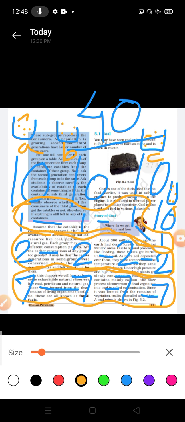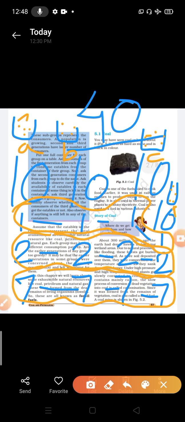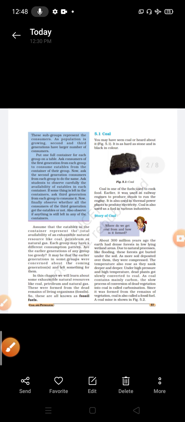If the first generation overuses the natural resources in a very destructive manner, then nothing will be left for the incoming generations. So it's our duty to consume all things in a very organized manner. This is the main concept of this activity. I hope that is clear.